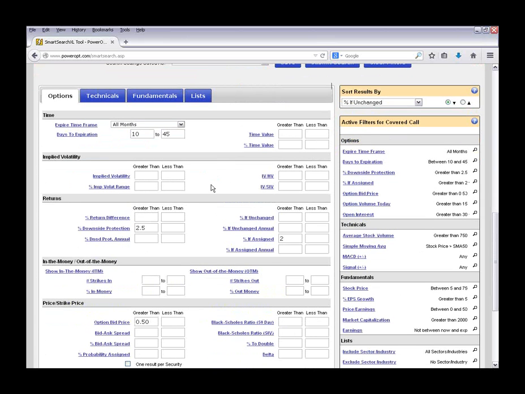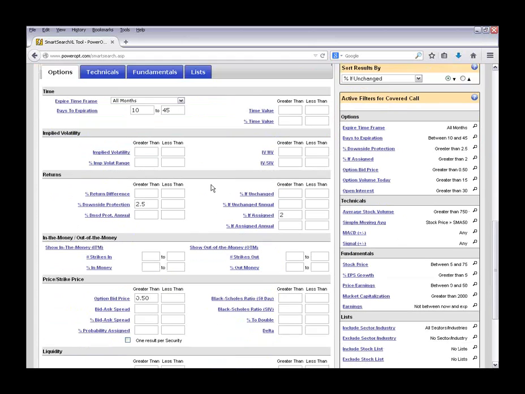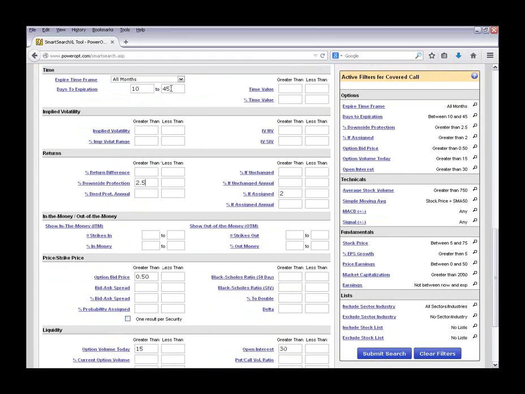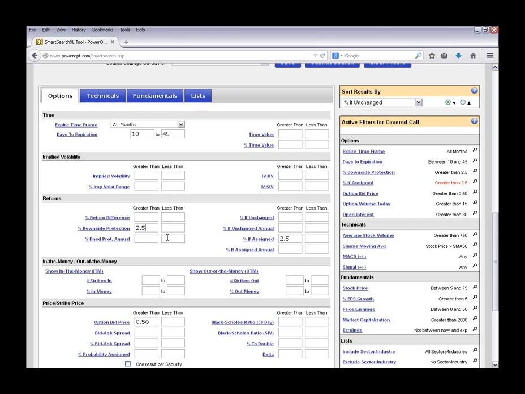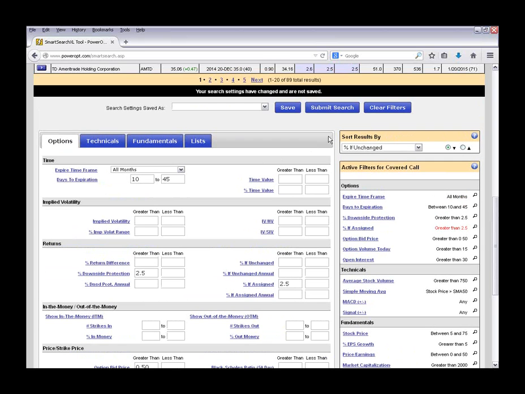Well, one of the first things I might do? Well, if I'm comfortable with 10 to 45 days out in time, and I'm comfortable with a minimum 2% return, but I want to narrow it down, I'd also be comfortable with those positions that offer a minimum of 2.5% return if assigned, still within my time frame, and still offering a 2.5% downside protection. So let's increase our percent if assigned a little bit, get a little bit more greedy for lack of a better term, but we know we have the results that we can do that, and let's go ahead and submit the search.